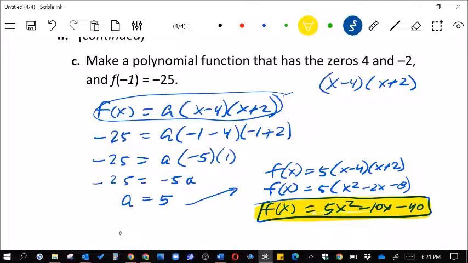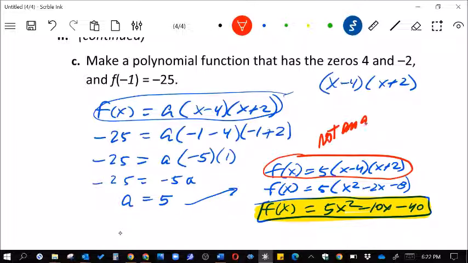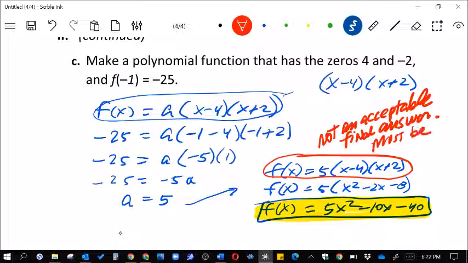Okay. So let's make a note about something. Not an acceptable final answer. Must be simplified. And simplified in this case means multiplied out so it looks like a polynomial function the way that this answer is.